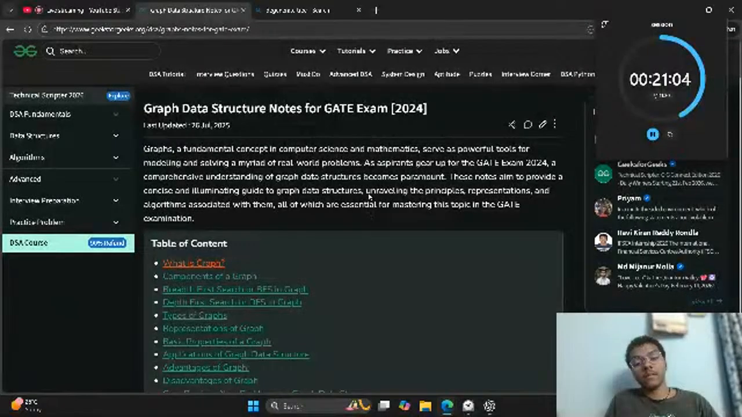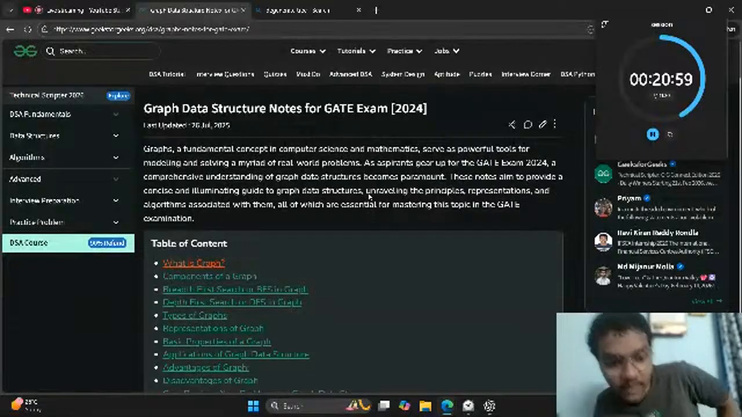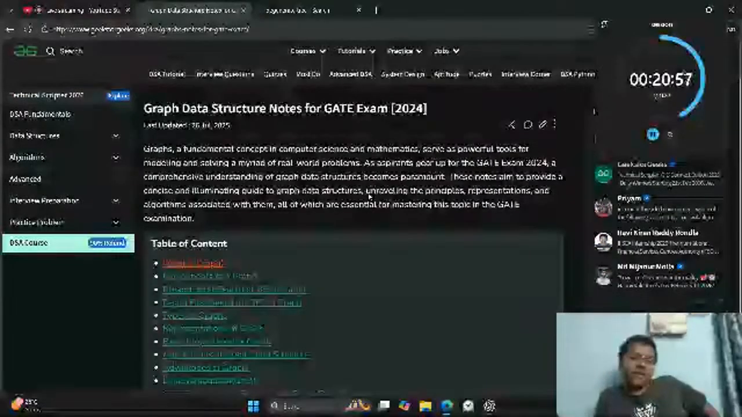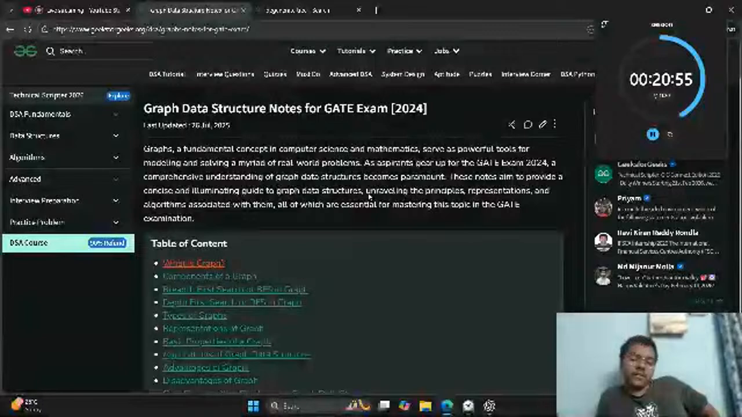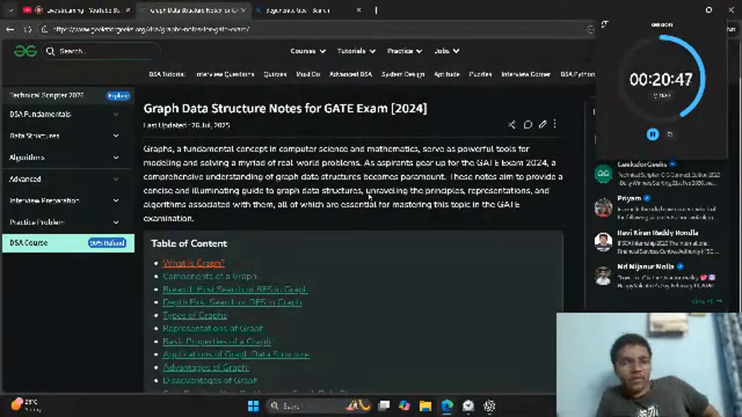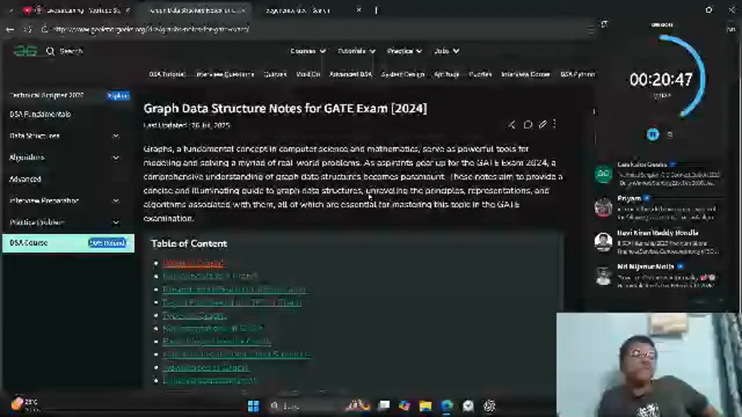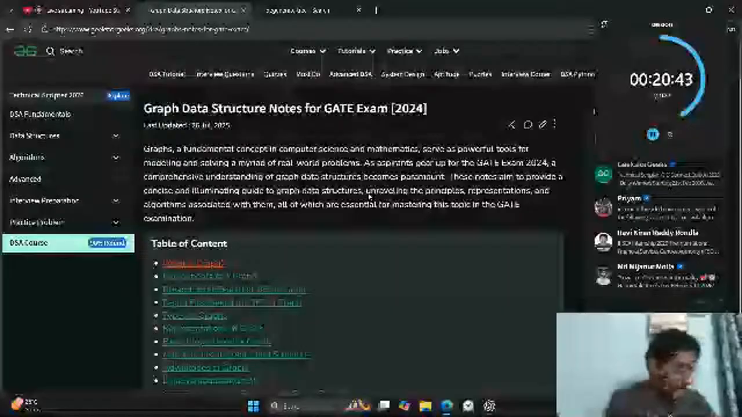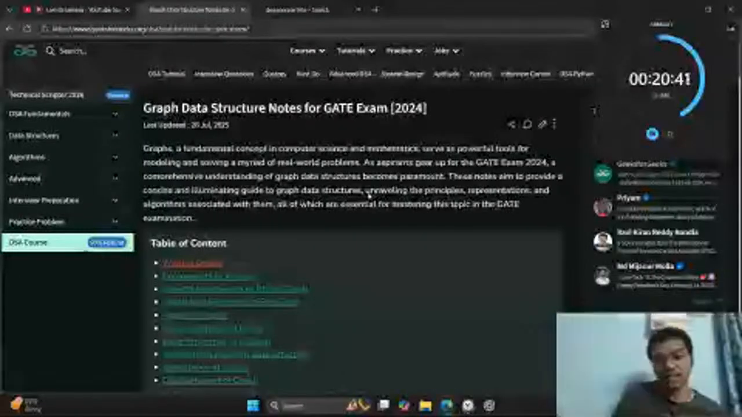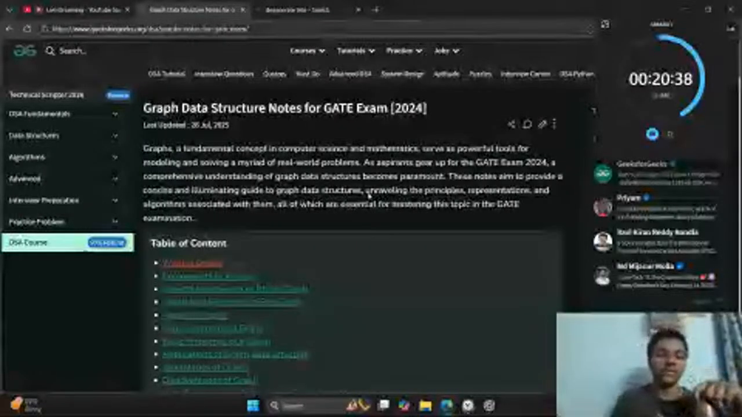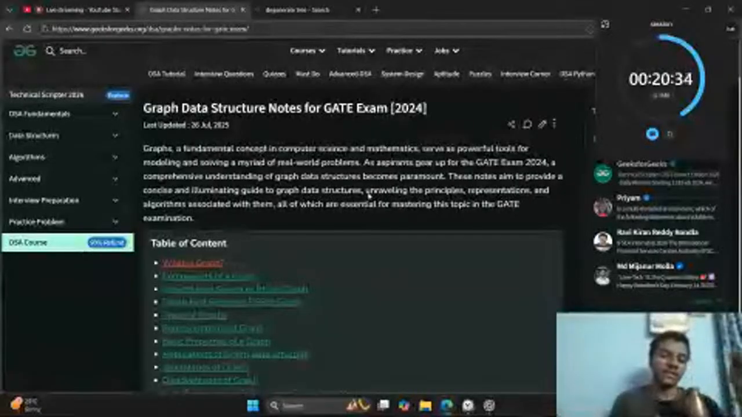Graphs are a fundamental concept in computer science and mathematics. They serve as powerful tools for modeling and solving a myriad of real-world problems. As aspirants gear up for the GATE exam 2024, a comprehensive understanding of the graph data structure becomes paramount. These notes aim to provide a concise and illuminating guide to graph data representations and algorithms associated with them, all of which are essential for mastering this topic in the GATE examination.